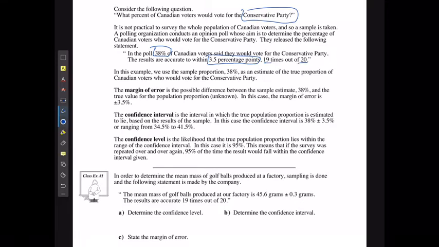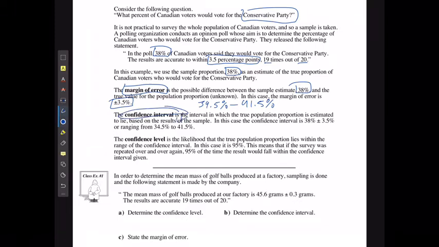In this example, we'd use the sample proportion, 38%, as an estimate of the true proportion of Canadian voters who would vote for the Conservative Party. The margin of error in this case is the possible difference between the sample estimate and the true population proportion. So in this case, if we have a 3.5%, then it would range from 3.5% below this, so 34.5%, all the way to 41.5%, which would be 3.5% above. That is our confidence interval.